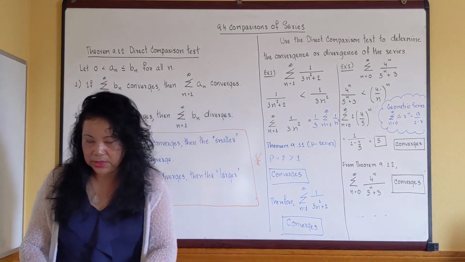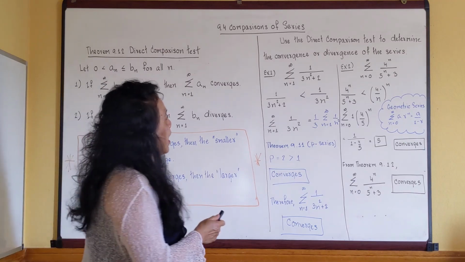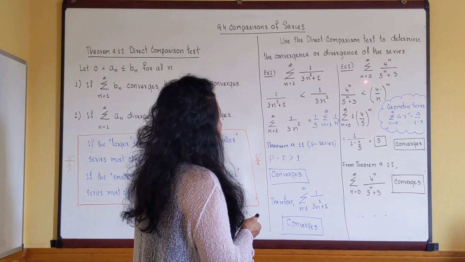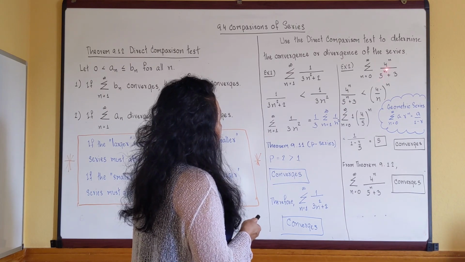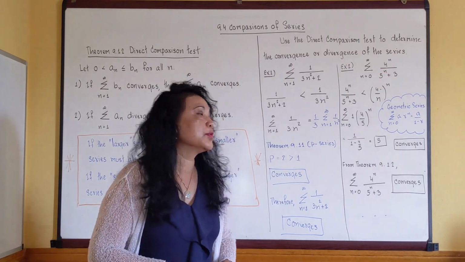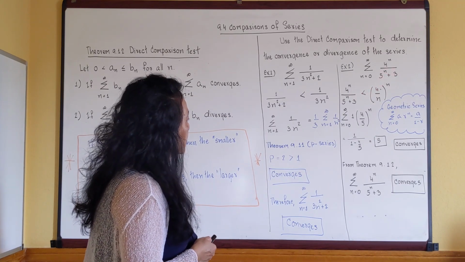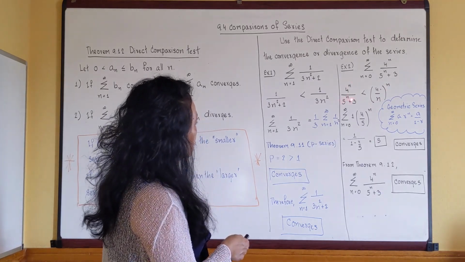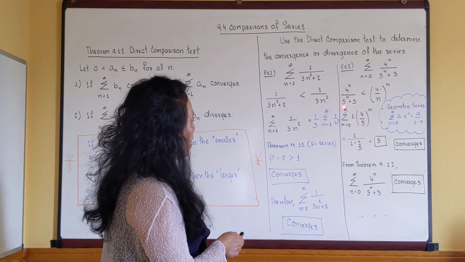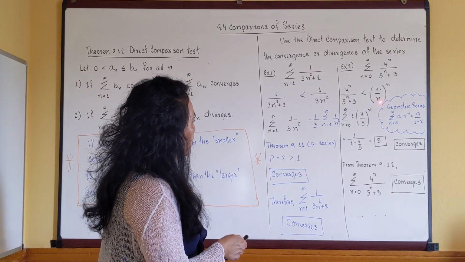Now let's look at my next example. I have the sigma n from 0 to infinity of 4 to the n divided by 5 to the n plus 3. So I have to pick some function that's similar to this. I pick 4 to the n over 5 to the n, which is similar to this. But look at the denominator: I have 5 to the n plus 3, and 5 to the n.